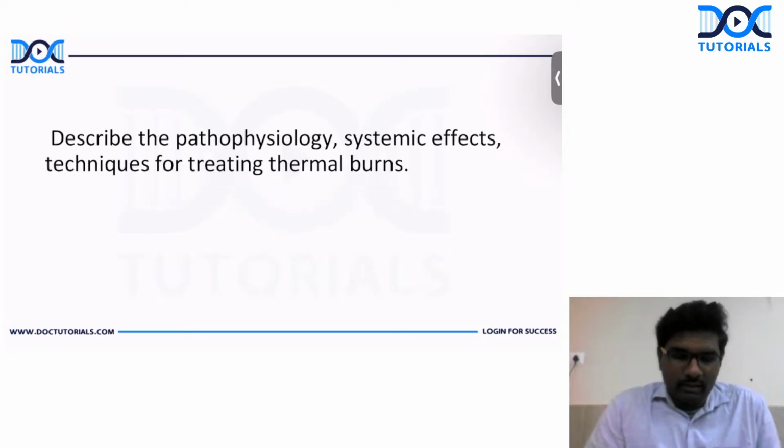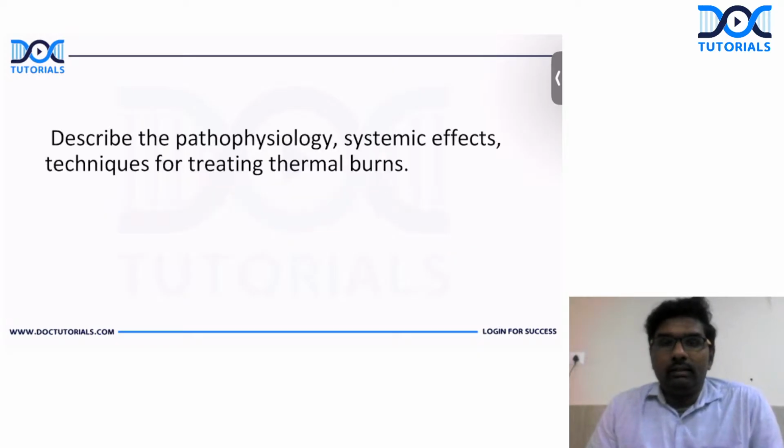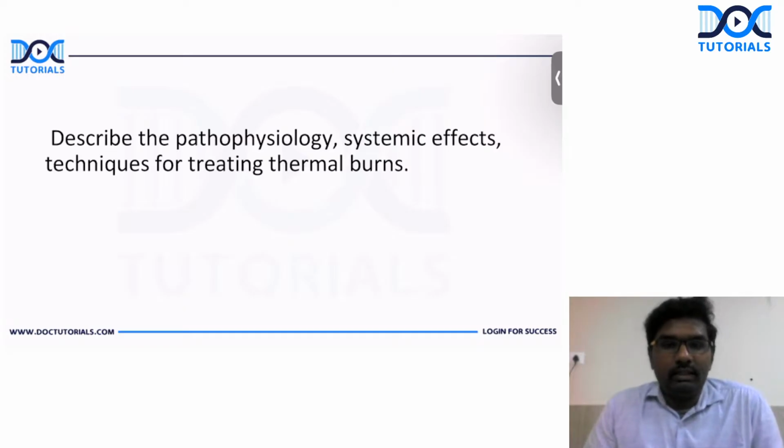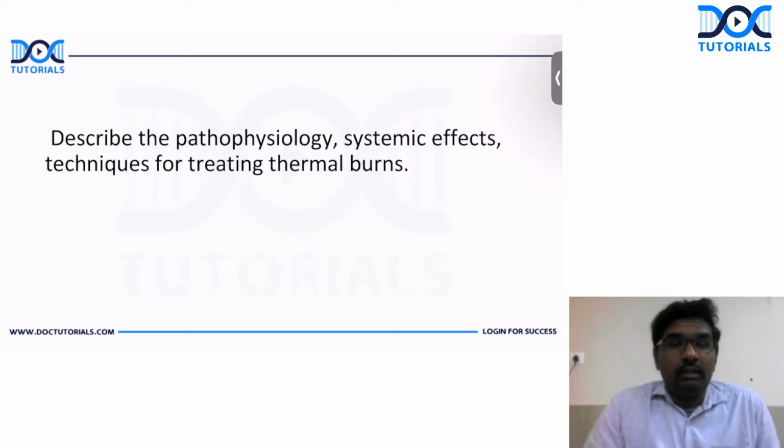Today we will be discussing burns. Burns is a very, very important topic because we get lots of questions from it. Either we will get an essay question or we can also get short notes on burns. It is also a very important topic in your day-to-day practice, because as surgeons we will be facing lots of burns cases. So this session will be very helpful for exam purposes, scoring purposes, and also in your day-to-day practice.